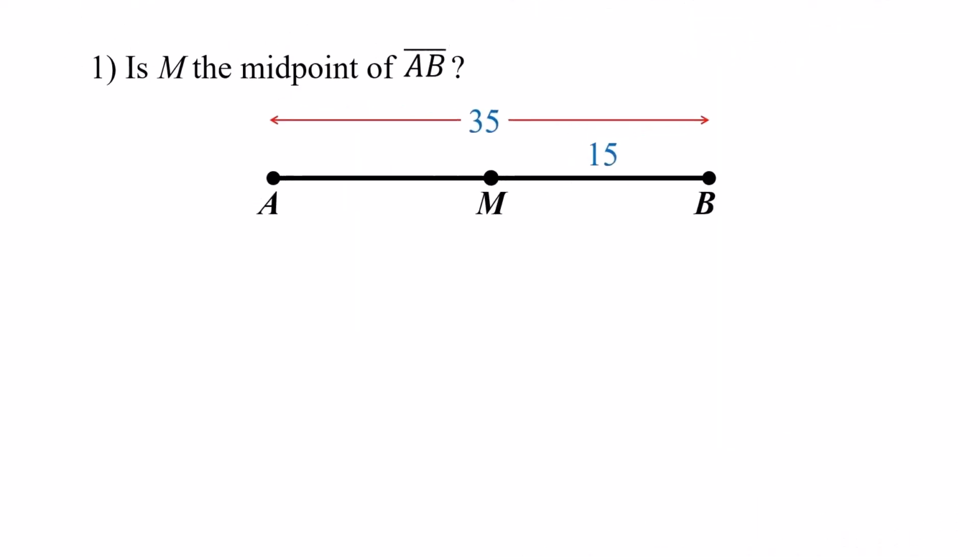This one is almost like a true and false question. Is M the midpoint of AB? Well, they're telling you that the whole length of it is 35. And they're telling you that this piece is 15. So you just pretty much need to figure out what this piece is. If it's a midpoint, then this would be 15 too. And somebody in their head is doing it right now, and I get it. But just in case you're not following, I'm going to show you the math.